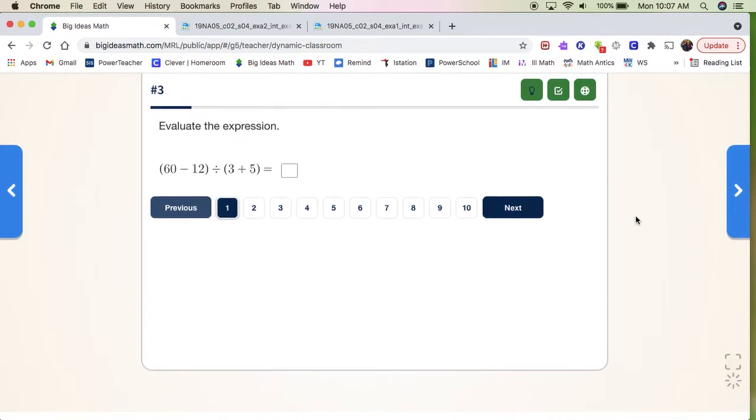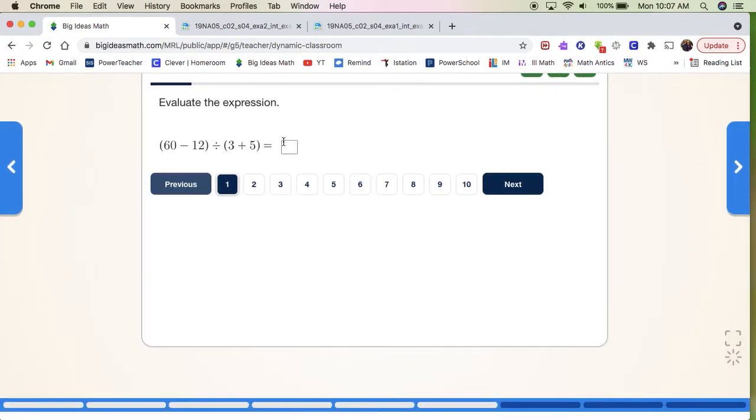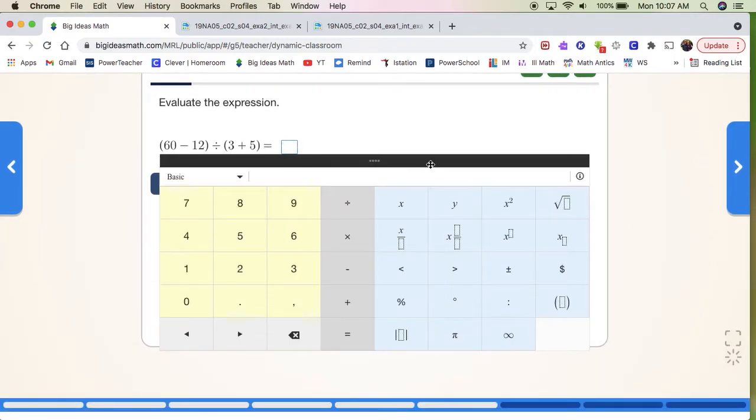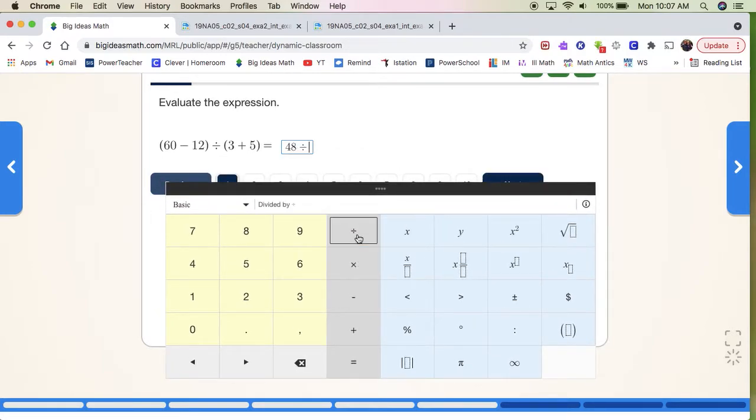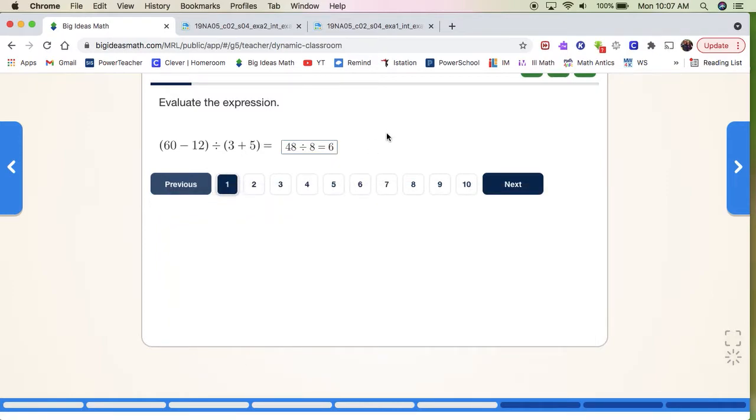Let me move this up a little bit. 60 minus 12 is 48. So we have 48 divided by whatever 3 plus 5 is. 3 plus 5 is 8. So 48 divided by 8 equals 6. I'm going to go through these pretty quickly for the sake of time.